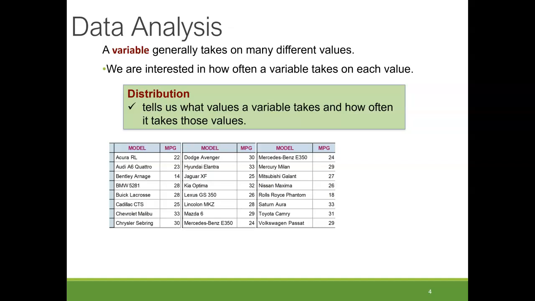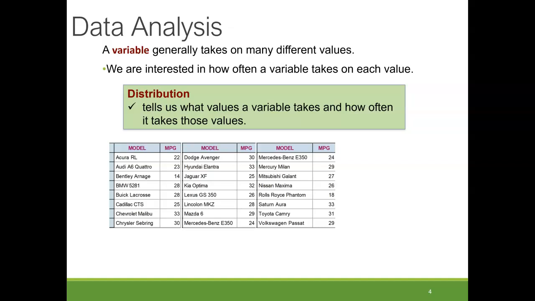So typically when we do some kind of a survey, our variable is going to take on lots of different values. And often we're going to be interested in sorting that variable to see how many times it takes on each value. Doing that is called a distribution.